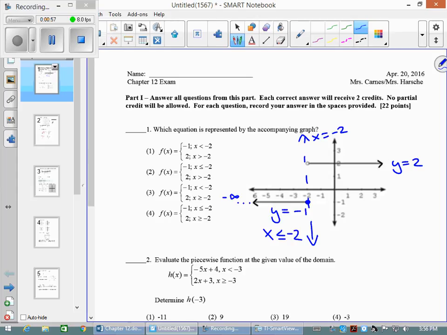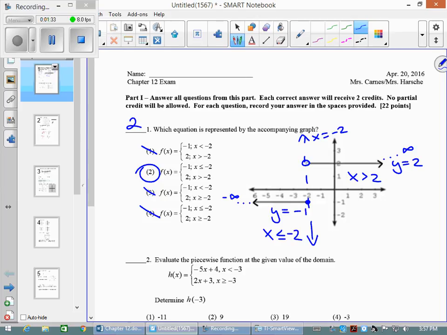And if I look at y equals 2, that constant function, there's an open circle at 2, and it's going to the right. So that would be x is greater than 2, and again, that's going out to positive infinity. So now I just need to match up my domain. So when f of x is equal to -1, x is less than or equal to -2, so that narrows it down to choices 2 and 4. And then I have to make sure that for f of x equaling +2, it's only greater than -2, not greater than or equal to, because it's not inclusive. Then it wouldn't be a function.